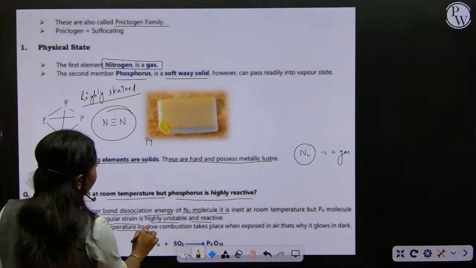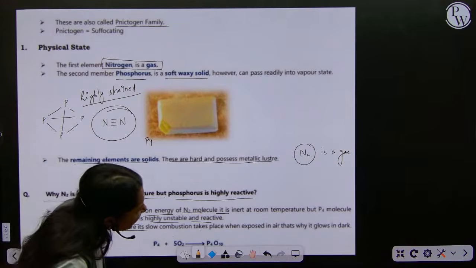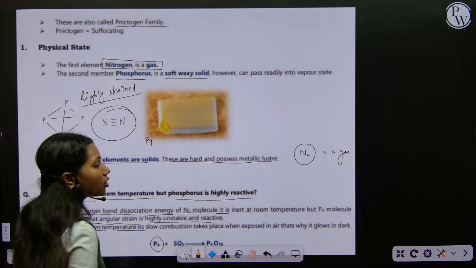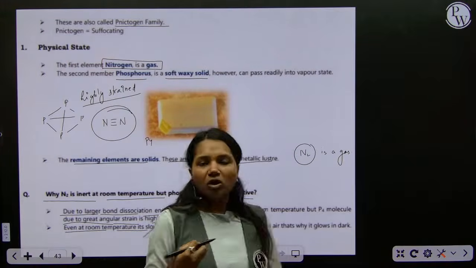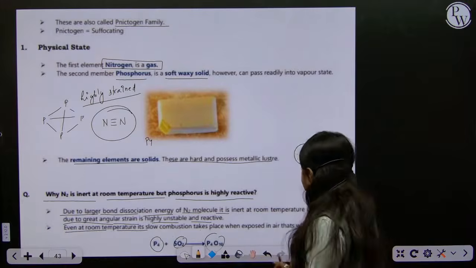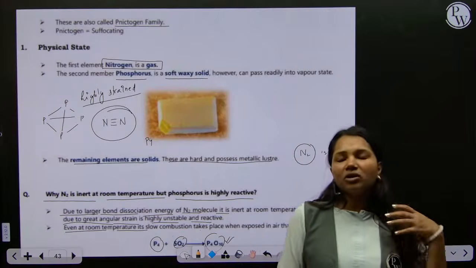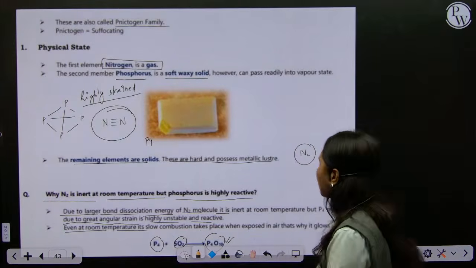Even at room temperature, slow combustion takes place when phosphorus is exposed to air. That's why it glows in the dark. Phosphorus glows in the dark because it reacts with oxygen to form P4O10.